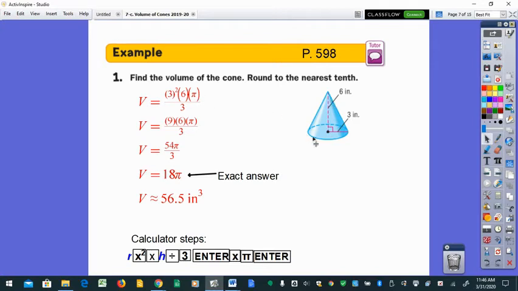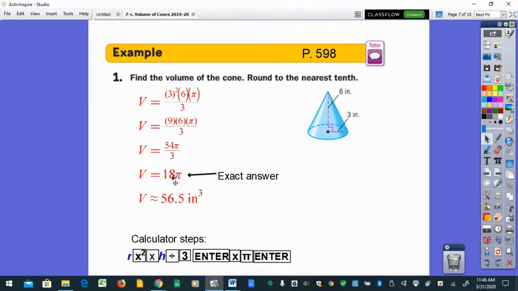So we're going to take, just like we did for the cylinder, the radius squared times the height times pi, but we're going to divide it by 3 because it's a cone. 3 squared is 9. 9 times 6 is 54. 54 divided by 3 is 18. I haven't multiplied by pi yet. This is considered my exact answer.